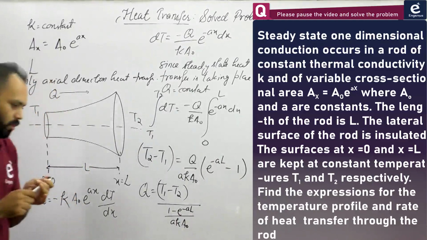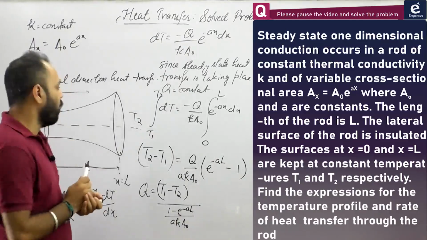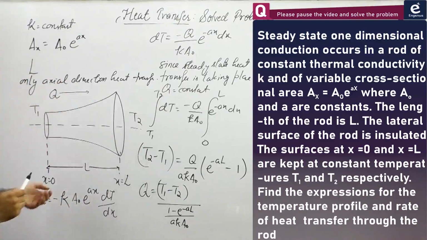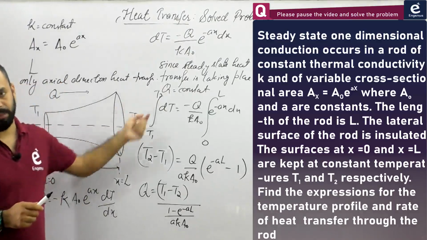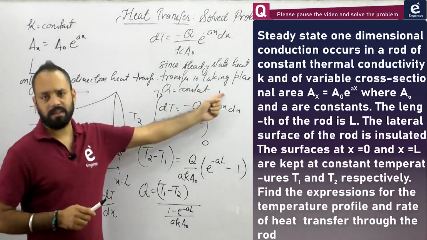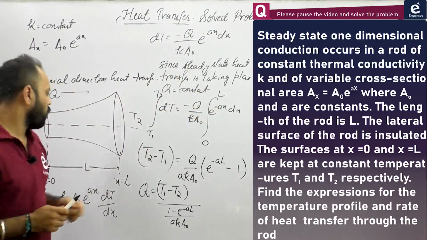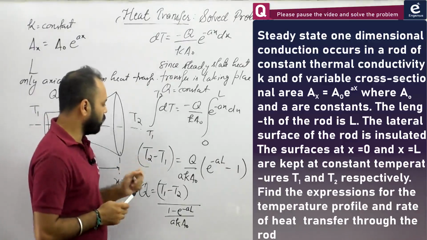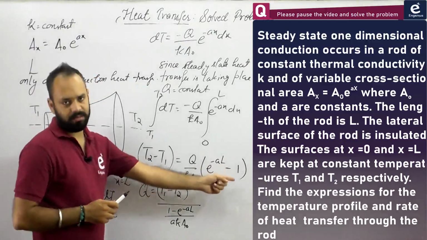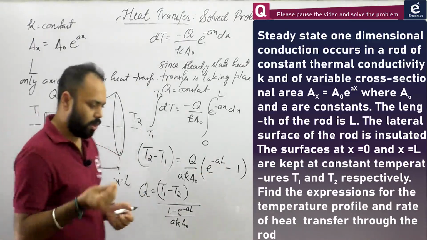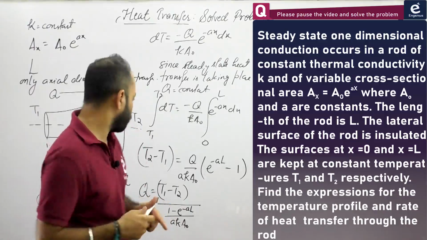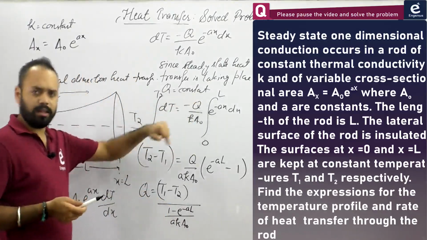Now, if you ask me how to obtain the temperature profile, no need to worry, everything is exactly the same. Just replace T2 with T, and L with x. In that case, you will get an expression: instead of T2, here it will be T, and here it will be e raised to the power minus ax minus 1. So for finding the temperature profile, what you can do is just change the limits from T1 to T and from 0 to x and then integrate.